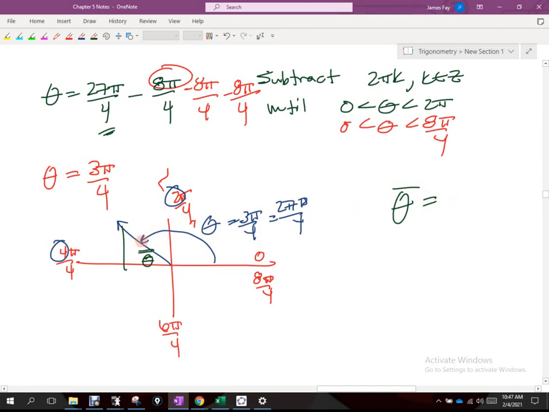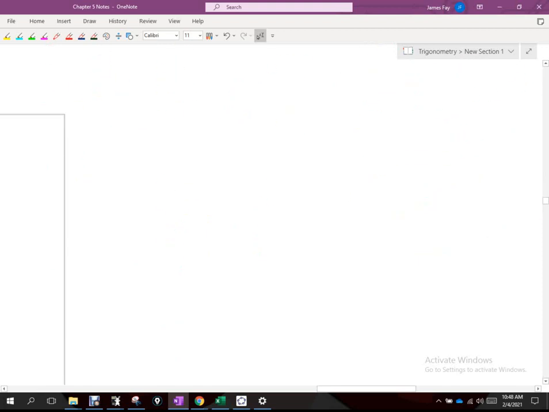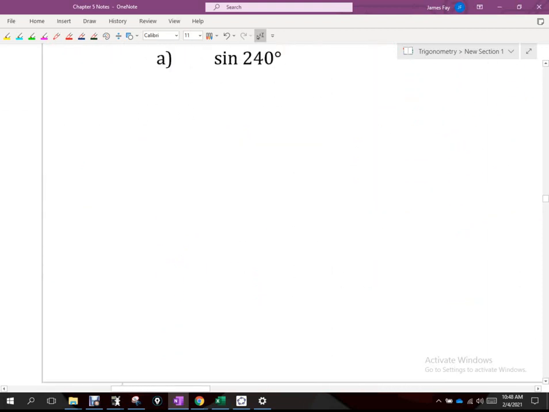This is 3 pi over 4. How much do I need to go to get to 4 pi over 4? Pi over 4. So everything I need to know about 27 pi over 4 will be the exact same thing I need to know about pi over 4, except for the plus or minus aspect. So real quick, let's do 2 minutes here, 3 minutes. Do one extension of this.